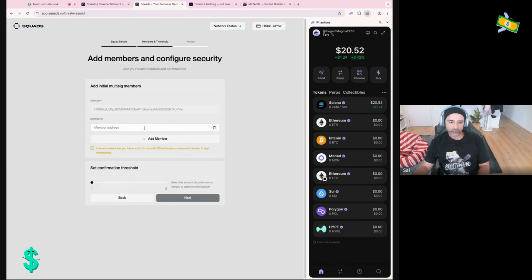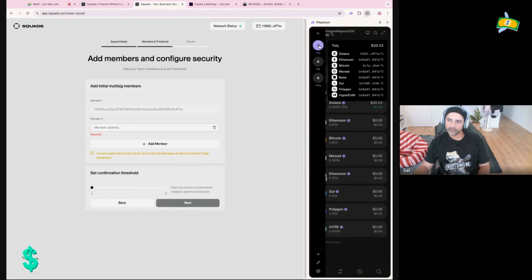Now, if you guys are interested, I can add you as members if you want to play with it without needing to spend any money. Feel free to just put a message with your wallet in the chat, and I can add you as a member, and you can practice using this, but totally up to you.